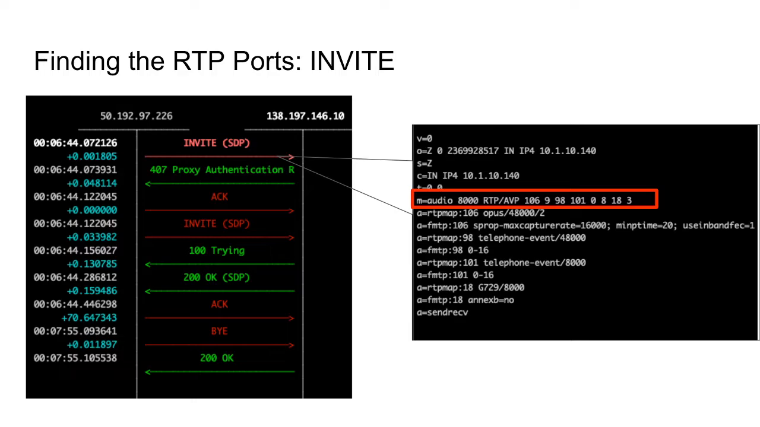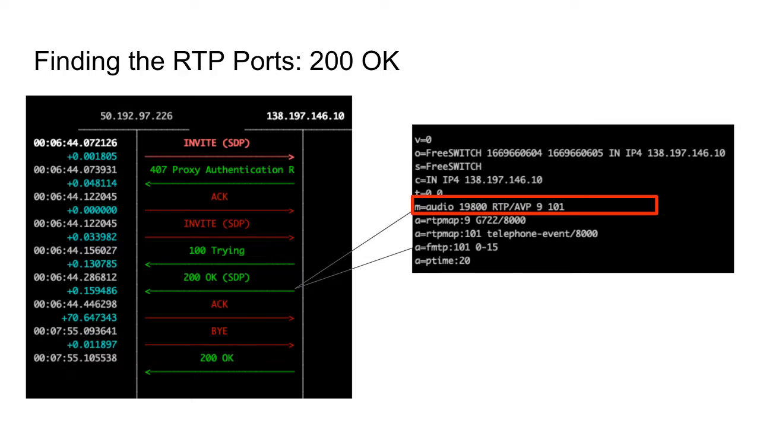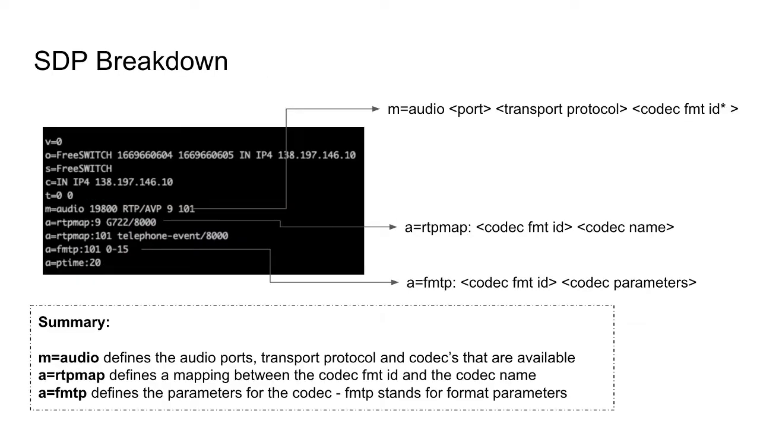For right now, the m=audio line is where it sets up and defines the actual parameters for the audio that's going to be sent in this particular message. In this case, it's saying that the port number for RTP is 8000. So any audio traffic should be sent to 8000 on my Zoiper client. Likewise, for the 200 OK, there's another m=audio being sent that says, "Hey, send it to 19,800."